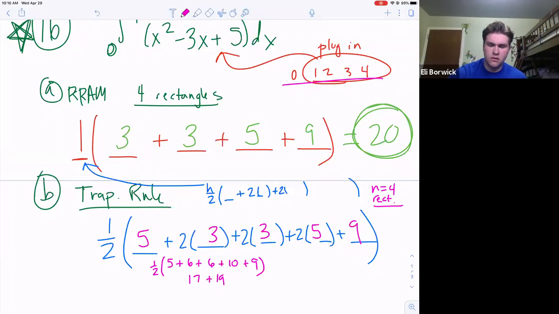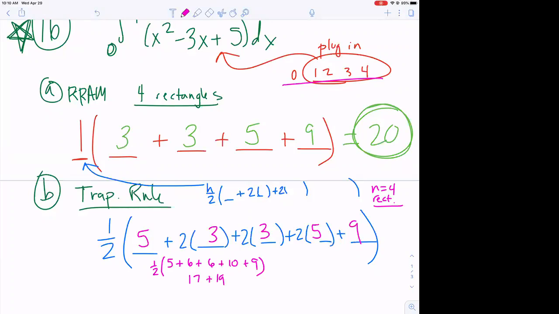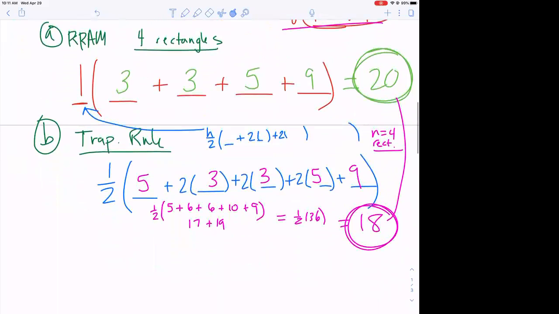36, and then take it times a half. 18. 18. And it should be similar to what we got for part A, right? It's just that RAM is the least accurate of these 3. Trapezoid rule is more accurate. And then my guess is we're going to get something a little bit different than both of these for part C, because part C is actually going backwards, right?